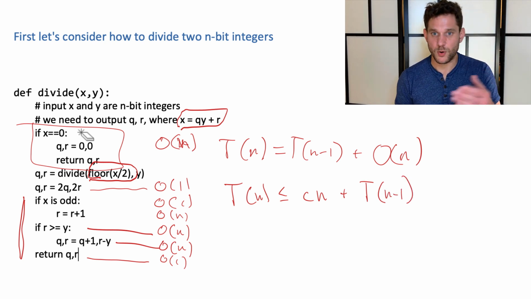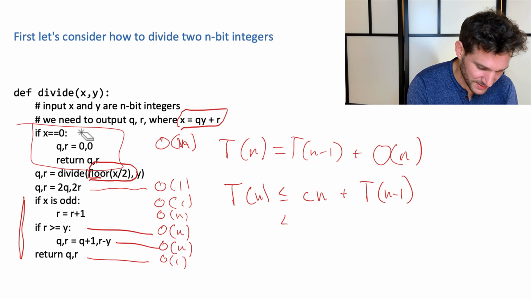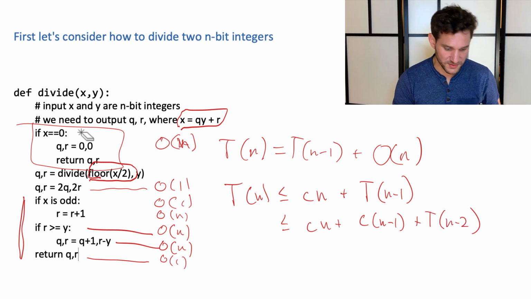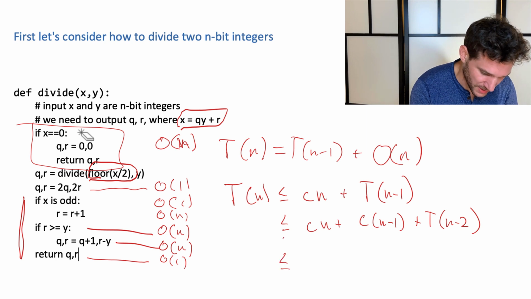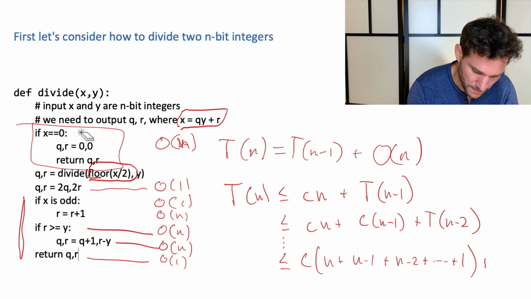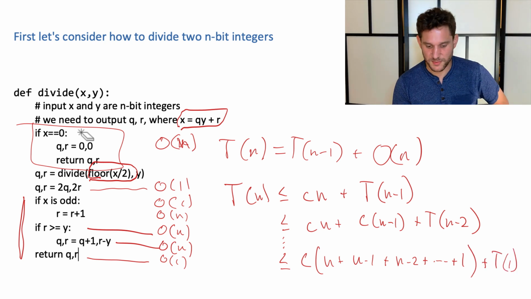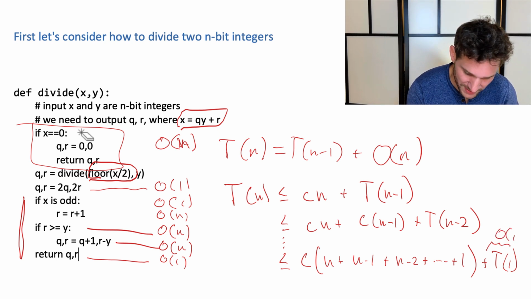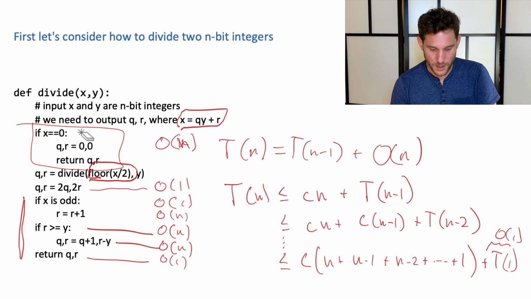And I can keep going through and reducing T of n minus 1. That's going to be less than or equal to cn plus c times n minus 1 plus T of n minus 2, right? And I can just continue to unroll what this thing is. And I'm going to have, this is less than or equal to dot dot dot, c times n plus n minus 1 plus n minus 2 plus dot dot dot, plus 1, plus T of 1. And what's going to be T of 1 there? T of 1, I can just assume that this is some O of 1. Now that's just going to be the return call or whatever.